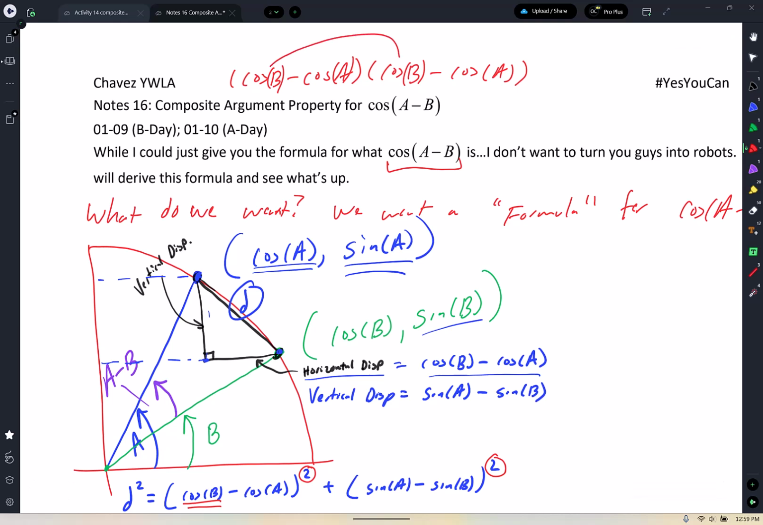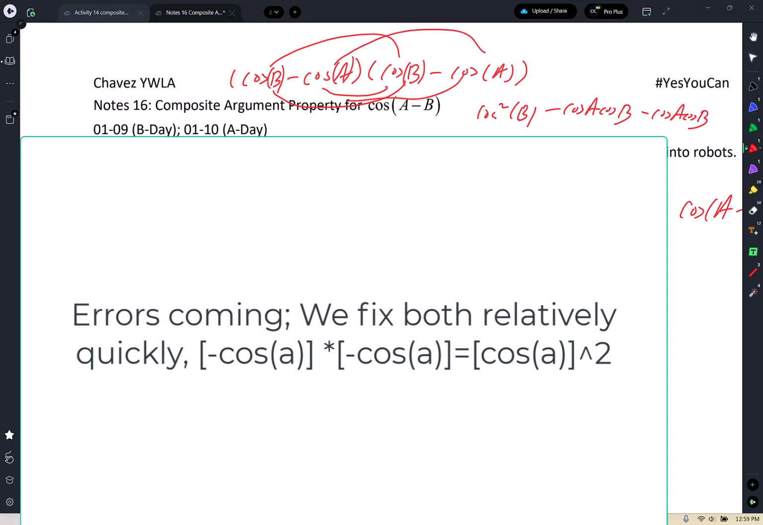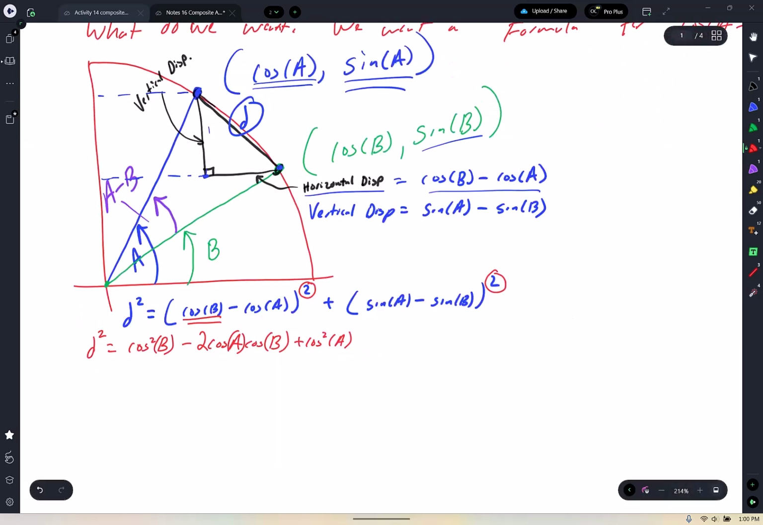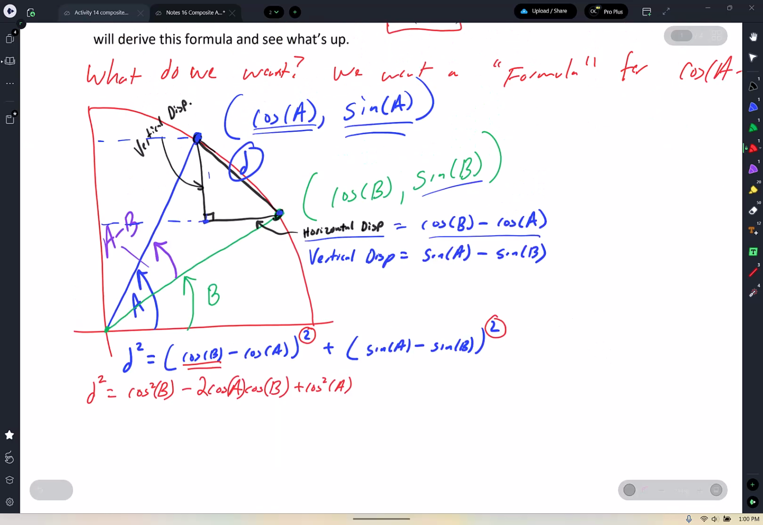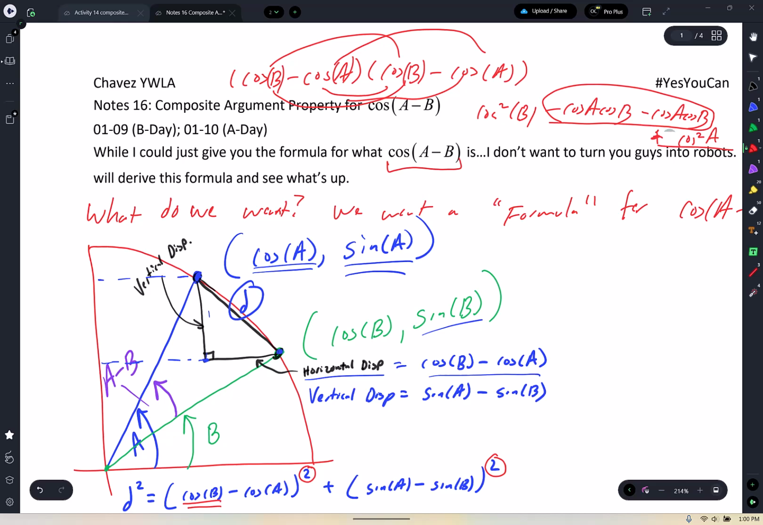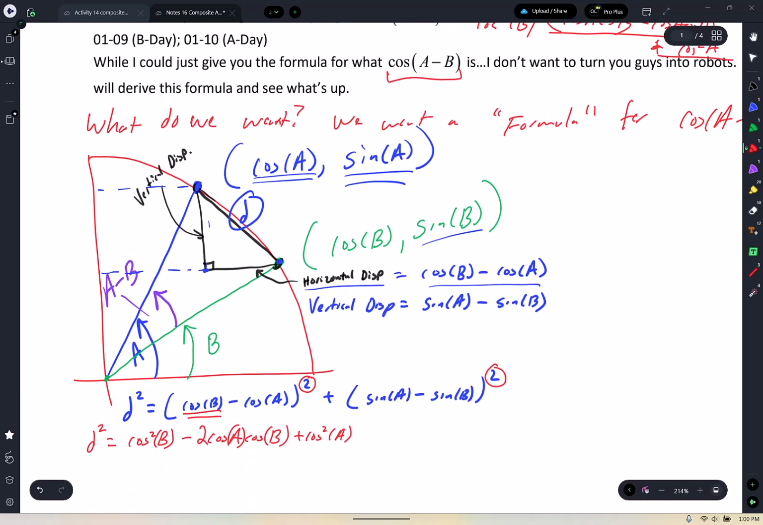Cosine B times cosine B, cosine squared B. Cosine B times cosine A, minus cosine A cosine B. And then you go to the next one. Cosine B times cosine A, minus cosine A cosine B. And then cosine A times cosine A. Negative times positive times a negative, yeah, minus. Oh, negative times a negative is plus. I don't know why I said that. See, there it is. Cosine squared B minus 2 cosine A cosine B plus cosine squared A. Why did I write 2? It's just cosine times cosine. Sorry about that, guys. Does that make sense?